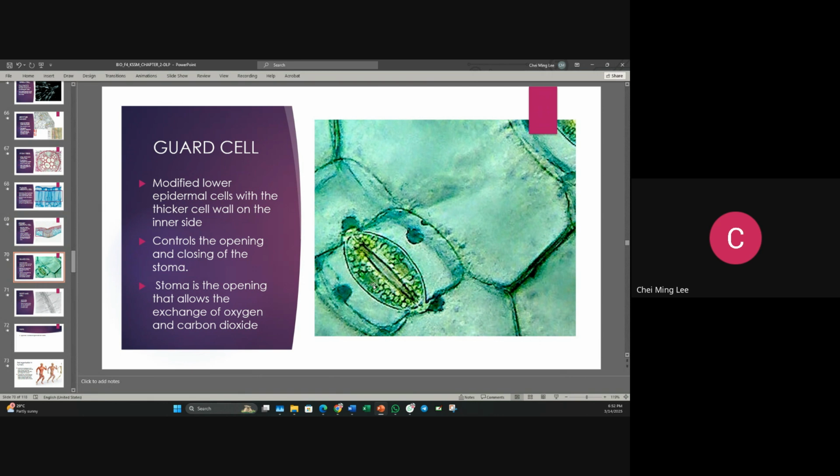Okay, so when the water expands, the inner one, because it's stronger, expands a bit less. This one expands more, so it will create something like a crescent shape on both sides, from like this to like this. So that's why the inner must be thicker, so that it's not easy to bend. Okay, so it controls the opening and closing of the stoma. This is the stoma, the hole here. So the stoma is the opening that allows the exchange of oxygen and carbon dioxide. All right, so jot this down.